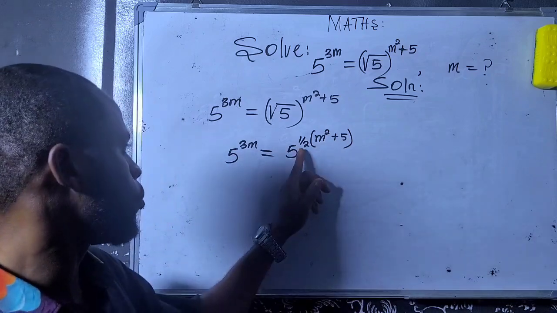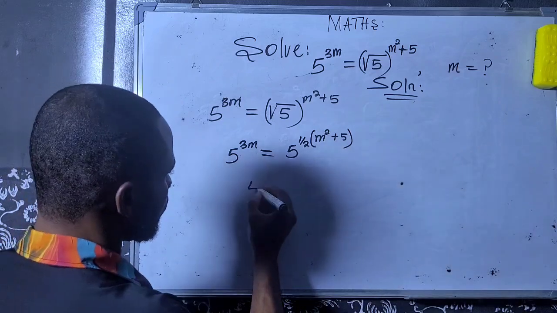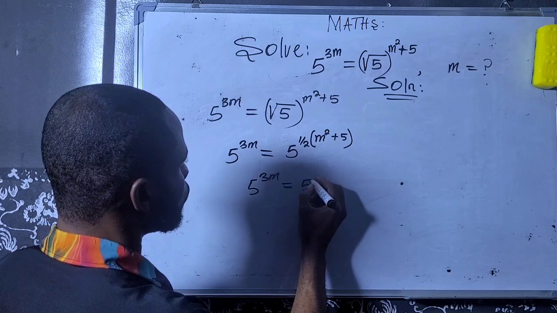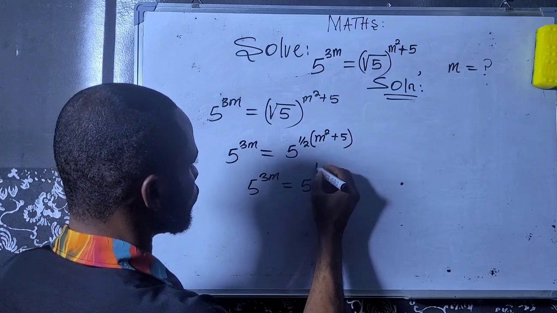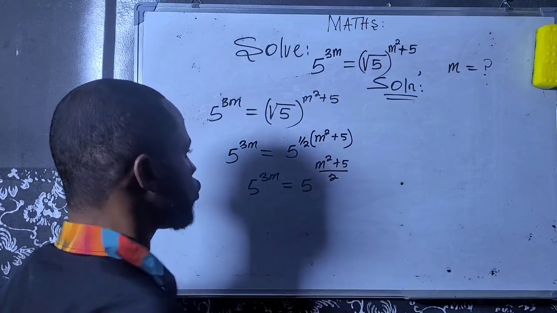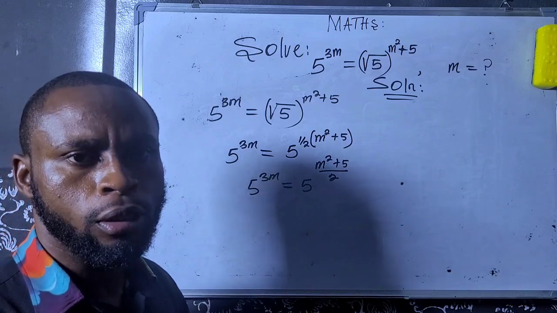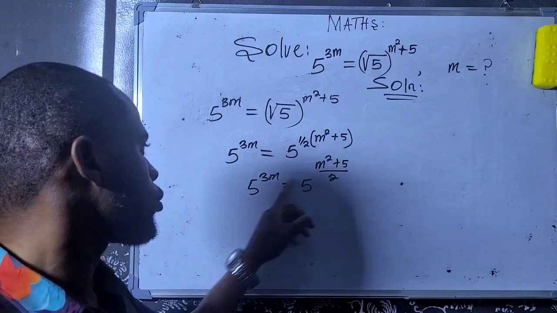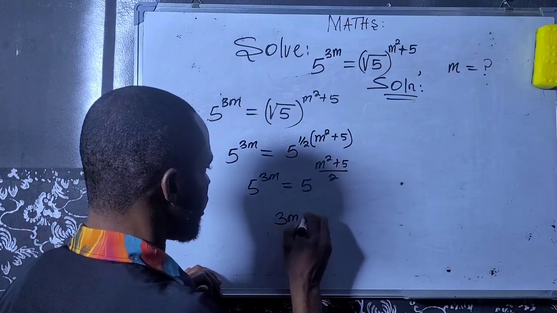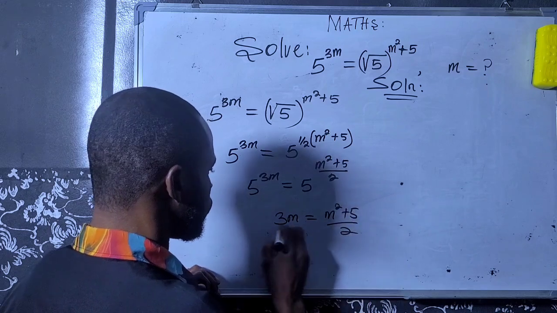Then you are going to multiply these powers out. As such, the equation becomes 5 to the power of 3m equals 5 to the power, if you multiply this, you are going to have m squared plus 5 divided by 2. Now, since both sides of the equation have been expressed in the same base of 5, you are going to equate the powers. Then here we have 3m equals m squared plus 5 divided by 2.